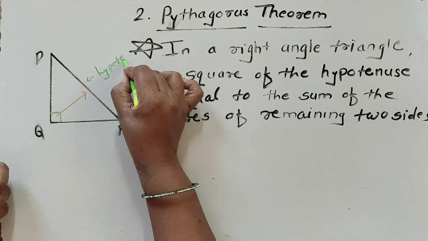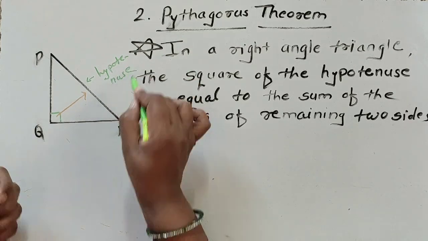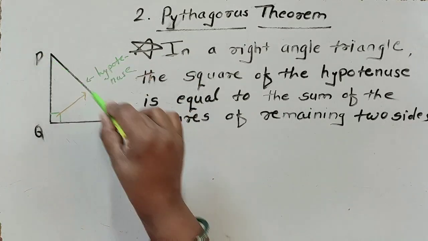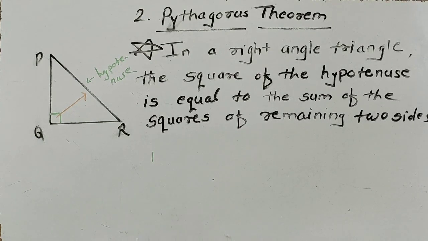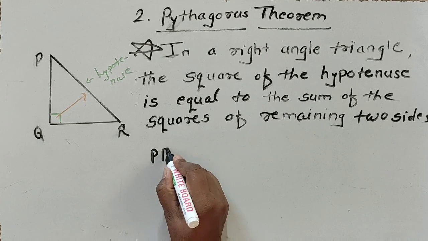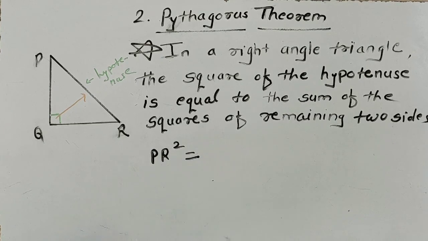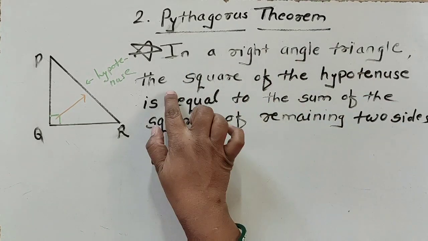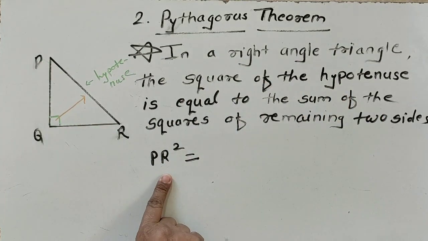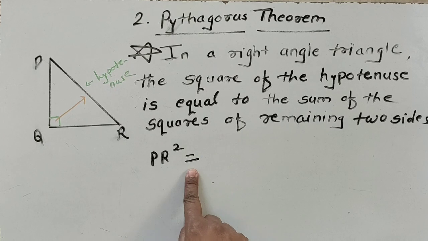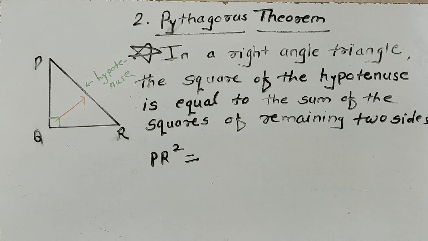Okay, the square of hypotenuse means PR square is equal to, in a right angle triangle, the square of the hypotenuse. So we took here the square of hypotenuse is equal to the sum of the squares of the remaining sides.